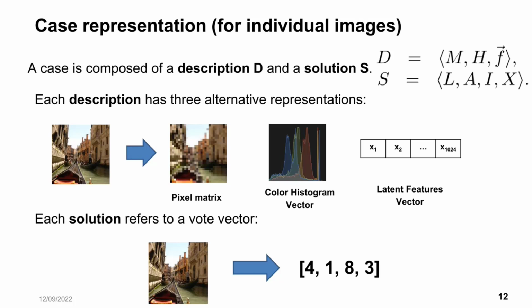After the voting process, the cases can be properly formalized. Every case is composed of a description and a solution. Each description has 3 alternative representations: an image pixel matrix, a color histogram vector, and a latent features vector. How these alternative representations were generated can be consulted in the paper. Also, each solution refers to a vote vector like the one we described before. This case base will be referred to as the original case base from now on.